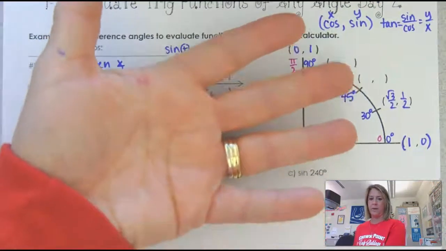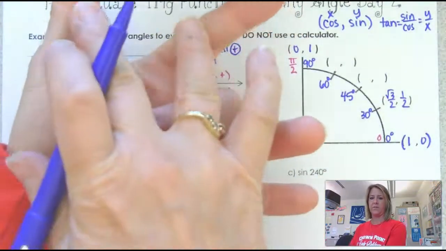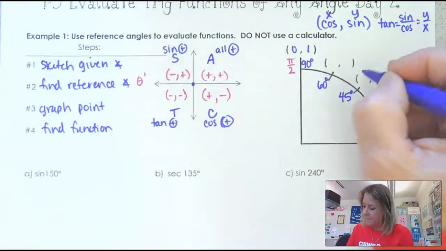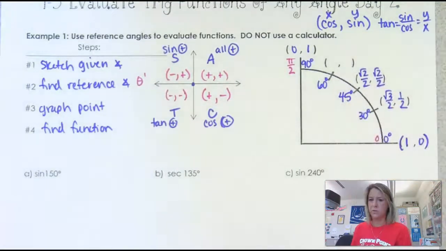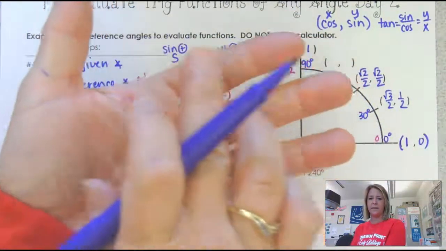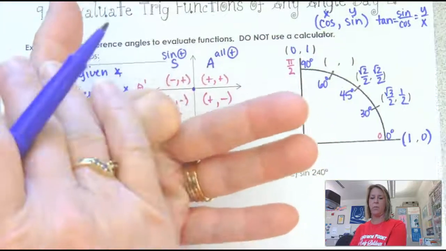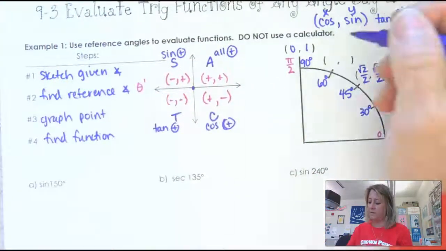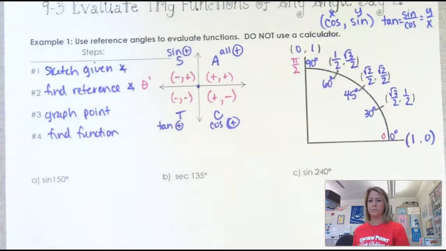If I put my hand back up here again, I drew on it. If I put down my 45 degree finger, I've got 2 fingers and then 2 fingers. This is radical 2 over 2, radical 2 over 2. And then finally, here's my 90, here's my 0, 30, 45. If I put down my 60 degree finger, I've got 1 finger on the left, 3 on the right. So 1 over 2, radical 3 over 2.